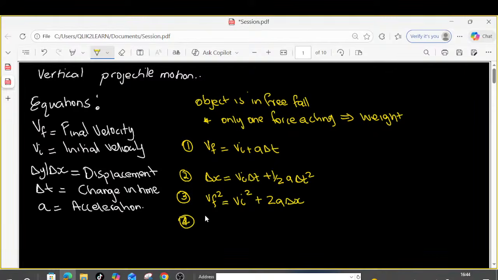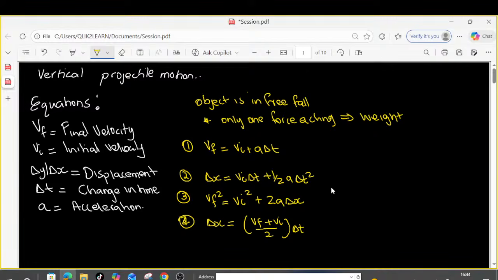We just don't use any formula, it depends on what we are working on. The last one is delta x equals Vf plus V initial, everything divided by 2, times delta t. Are you with me on that? Yes.